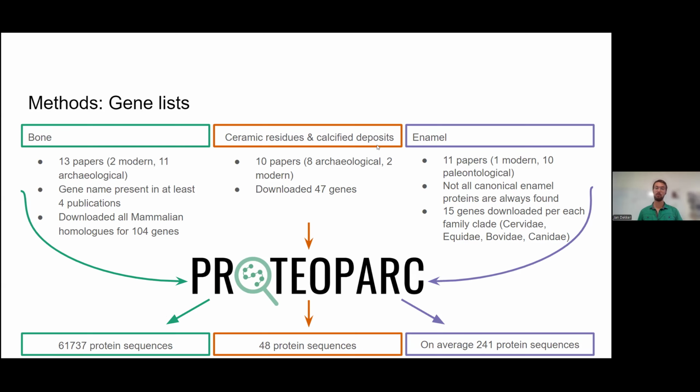The reason why for enamel we decided to be more specific is because with an enamel sample, you have more of a pre-notion of what taxonomic identity the sample will have, just based on its morphology. Whereas with very fragmented bones, this is of course more difficult. Then you can see the final database size on the bottom.